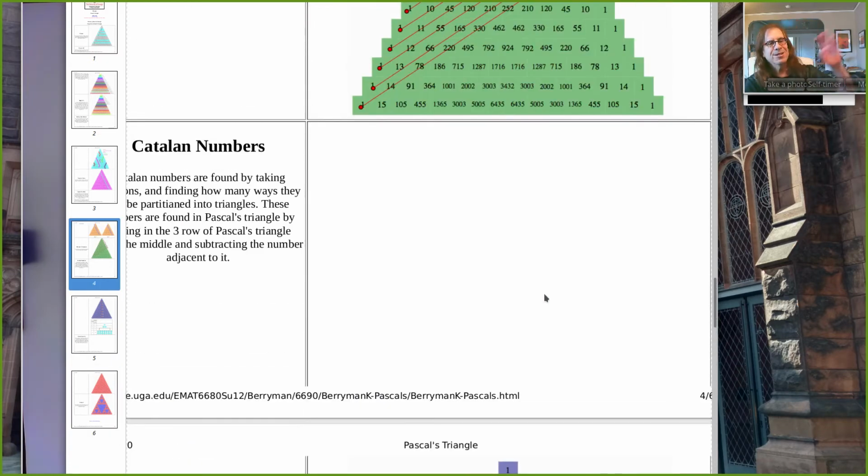So Pascal's triangle is one of these things that's just filled with all kinds of interesting properties. Yeah, fractals are definitely recursive, right? Except they don't have a base case. They keep recursing forever.